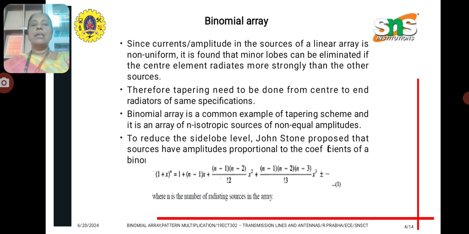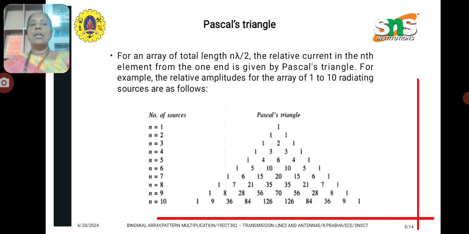To reduce the side lobe level, John Stone proposed that sources have amplitudes proportional to the coefficients of the binomial series: (1 + x)^(n-1) = 1 + (n-1)x + (n-1)(n-2)/2! x^2 + (n-1)(n-2)(n-3)/3! x^3, and so on. Here n is the number of radiating sources in the array.